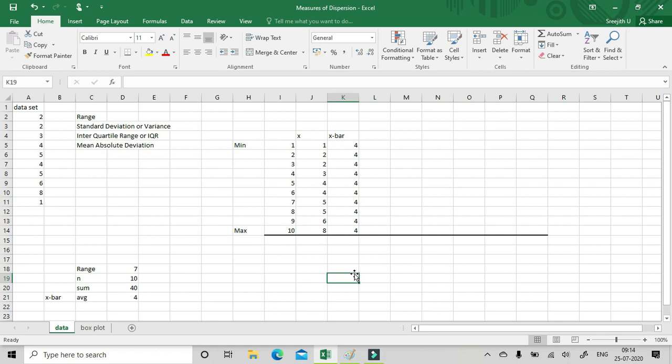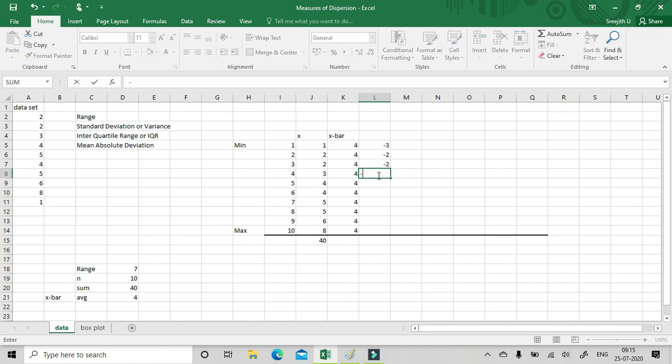Okay, now the summation of this we know is already 40, we have done that earlier. So we have x bar here. Now let's try to understand the deviation of each of these x values, we can call them x1, x2, x3, x4. Let's understand what is the deviation of each of these values from the mean, that is 4. So this is 1 minus 4, that is equal to minus 3. 2 minus 4 is minus 2. 2 minus 4 is minus 2.